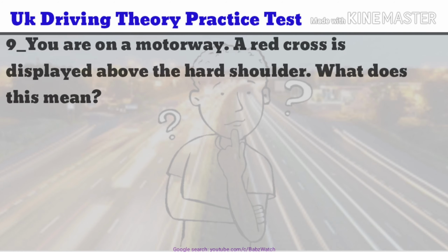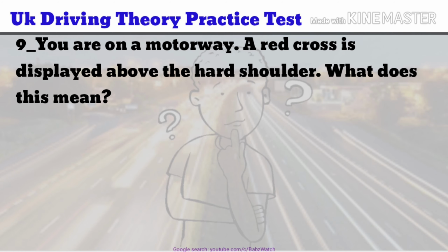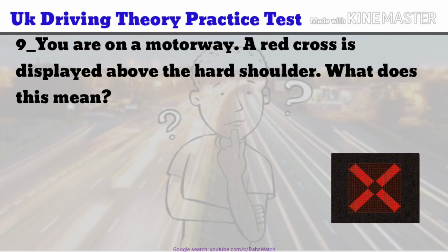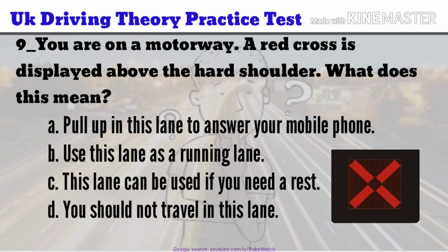UK driving theory practice test question 9 of 50. You are on a motorway. A red cross is displayed above the hard shoulder. What does this mean? A. Pull up in this lane to answer your mobile phone. B. Use this lane as a running lane. C. This lane can be used if you need a rest. D. You should not travel in this lane. The correct answer is D.